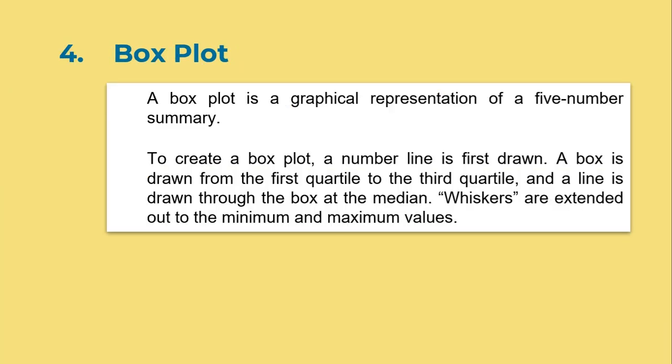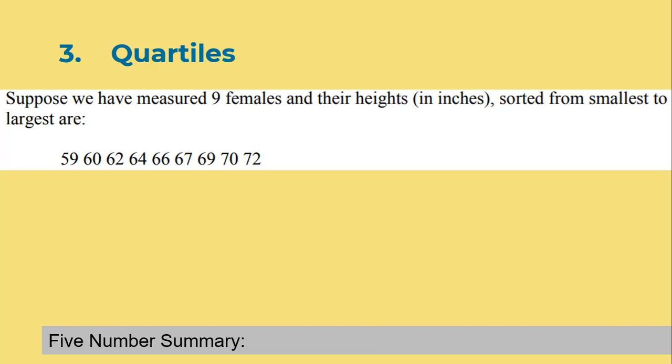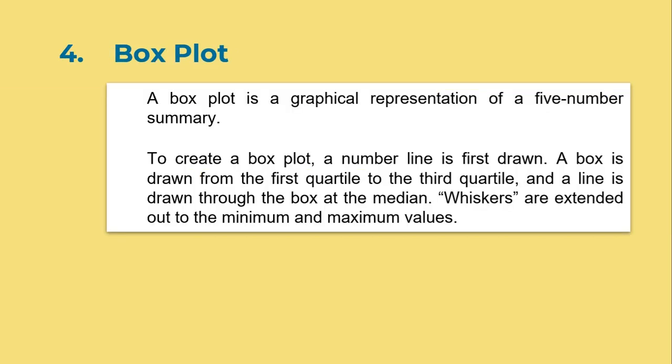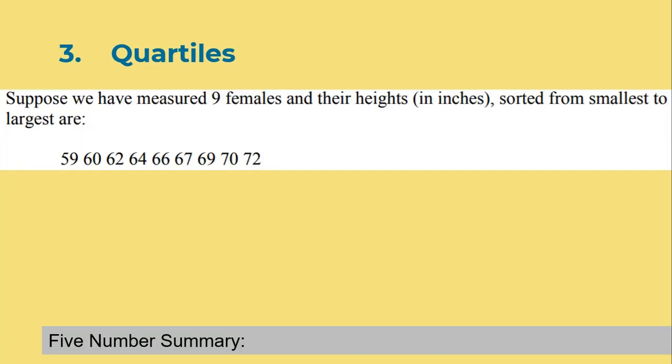Example. Right. So, we're almost done. So, suppose we have 9 females and their heights are in inches. So, sorted from the smallest to largest. So, ato na siyang gi-solve. Ato na siyang gi-list. So, smallest 59 ato 72.